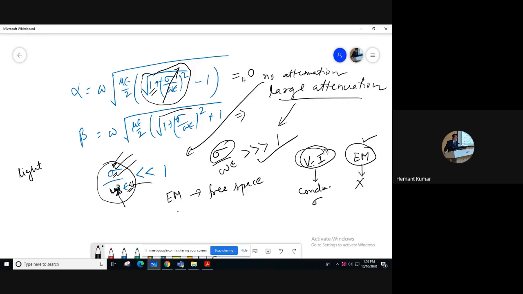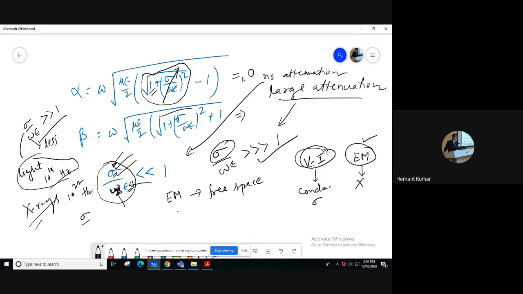Light has a frequency of around 10 to the power 14 or 15 hertz, right? But X-rays have a frequency of around 10 to the power 22 or 24 hertz, something like that, right? So light cannot penetrate through your body because the frequency is less. It means the sigma upon omega epsilon factor is much greater than 1, because the frequency is less, right?